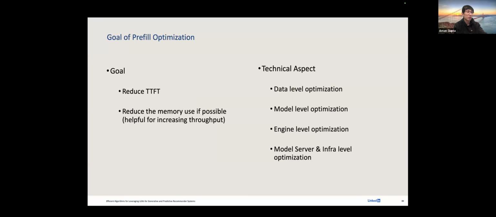So we know an LLM serving pipeline inference is typically divided into two phases. One is the prefill phase, where the model processes a full input prompt and builds up the KV cache for the first time. And the decode phase, where the model reuses the KV cache and generates output tokens autoregressively one by one.